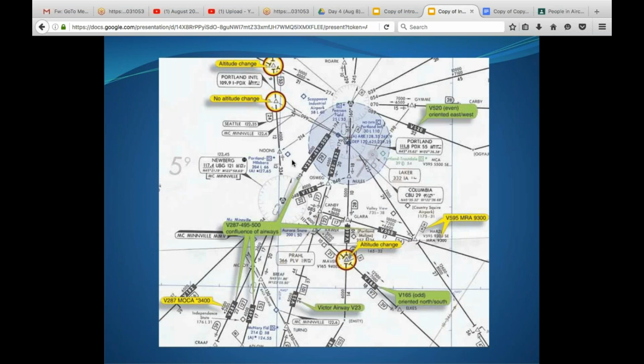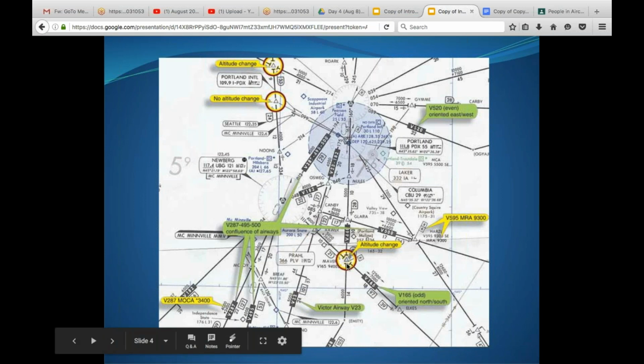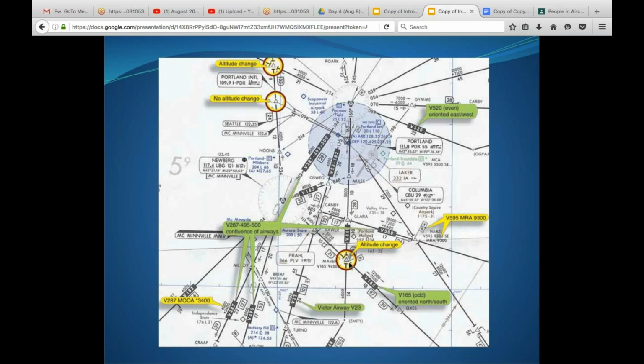So once again, this is looking at the low chart. You can see the green box is showing you the different Victor routes, and like we talked about yesterday, those triangles are the intersections. That's extremely important for us to know: how to identify an intersection versus a waypoint, and what the intersection is. You can see that intersection right there is basically giving us an altitude change.